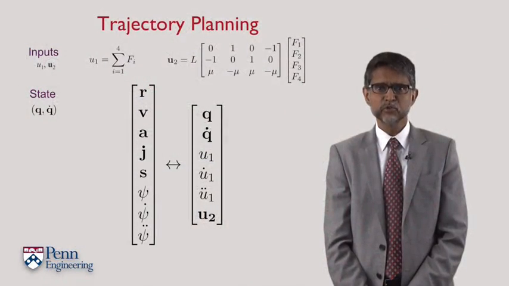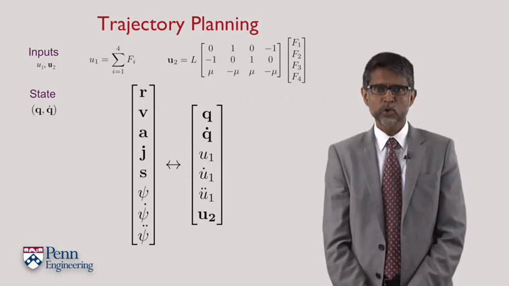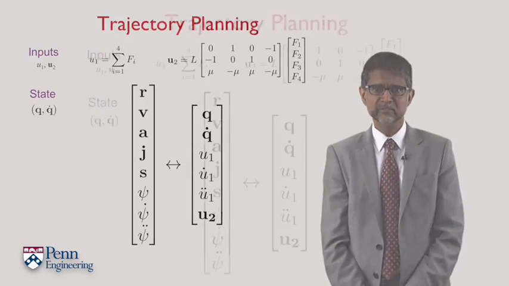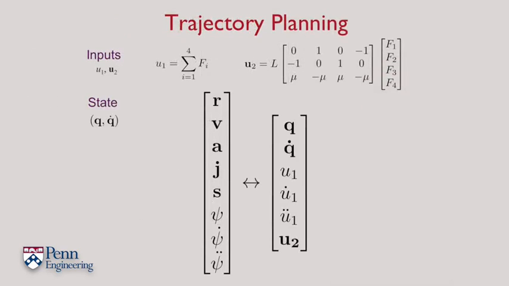The ability to use nonlinear controllers also allows us to design trajectories that are more aggressive. In order to see that, it's useful to exploit the geometric structure that's inherent in these quadrotors. We want to construct two vectors. On the right-hand side, you see the state q, q dot, the inputs u1 and u2, but now we've augmented the state and the inputs with two additional terms, u1 dot and u1 double dot.